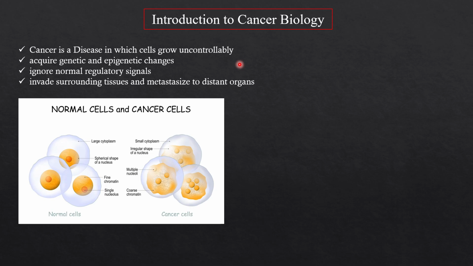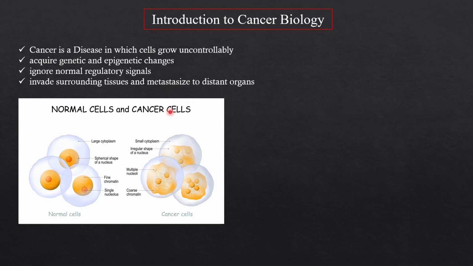As we have already studied cancer, there are a lot of videos and tutorials. So, basically, cancer is uncontrolled growth of cells. When normal cells grow uncontrollably, this causes a disease called cancer, and it is acquired by genetic and epigenetic changes, which we'll be looking at in the upcoming slides. The normal cells ignore the normal regulatory signals and turn into cancer cells, and they have another characteristic: they invade the surrounding tissues and metastasize to distant organs.